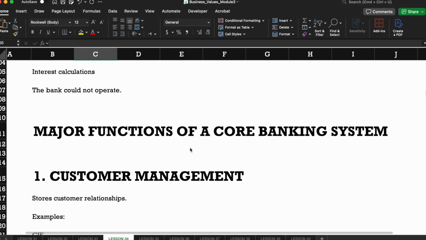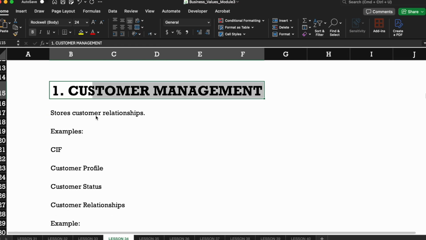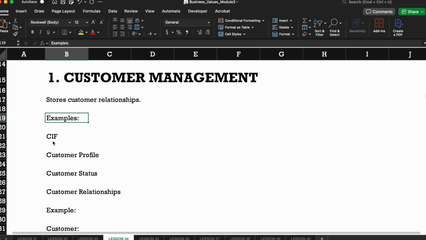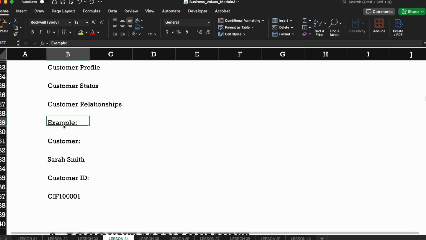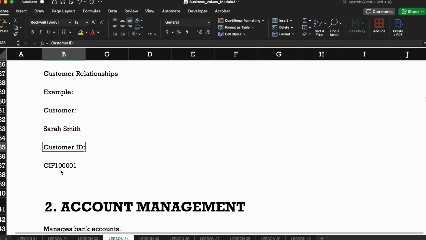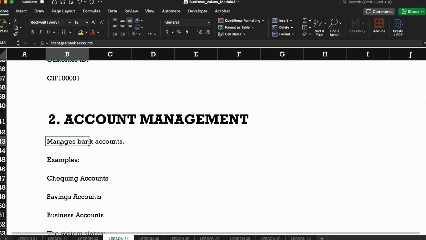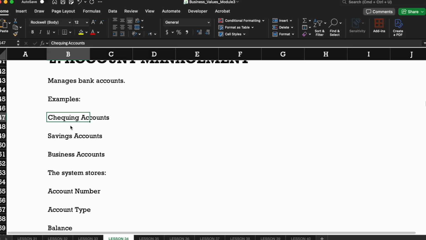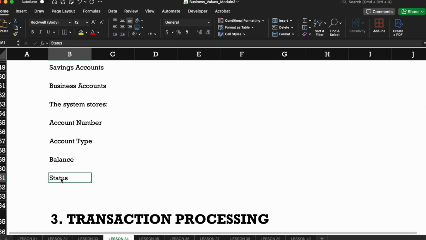So, major functions of a core banking system. Number 1, customer management: stores customer relationships, for example the CIF, customer profile, customer status, customer relationship. Example: customer Sarah Smith, customer ID, CIF number 10001. Number 2, account management: manages bank accounts, for example checking account, savings account, business account. The system stores account number, account type, balance, and status.